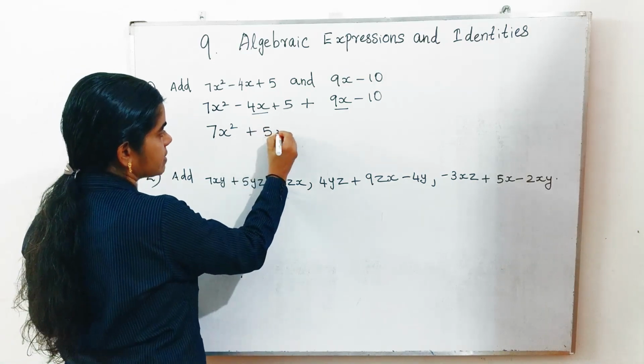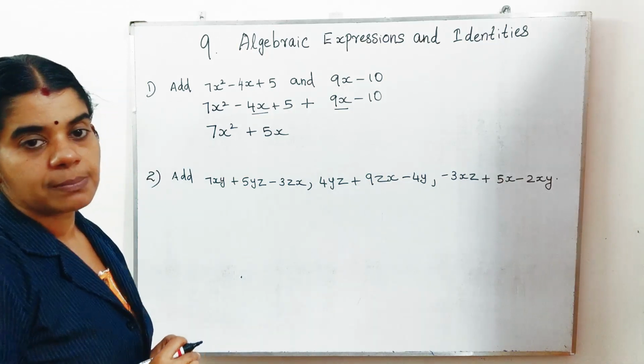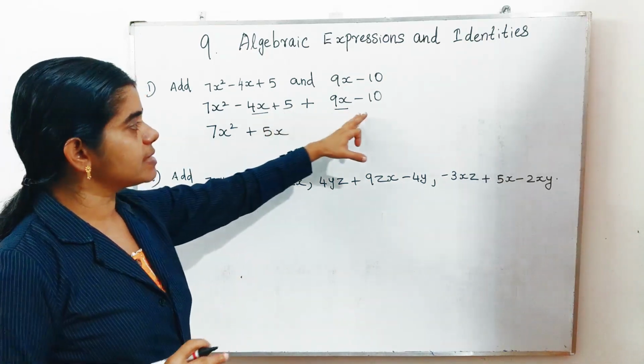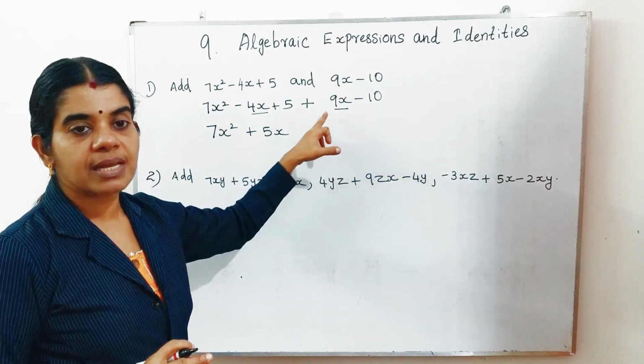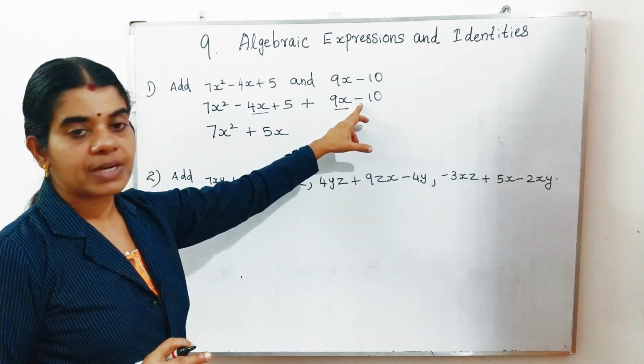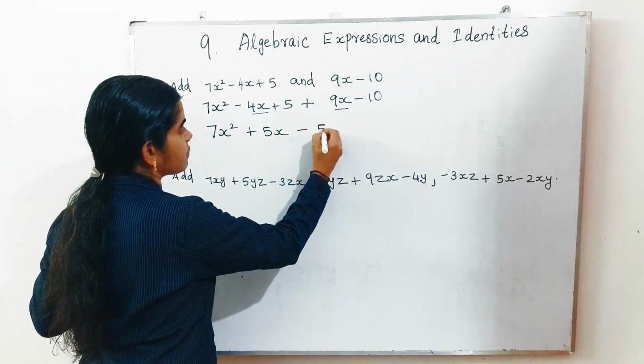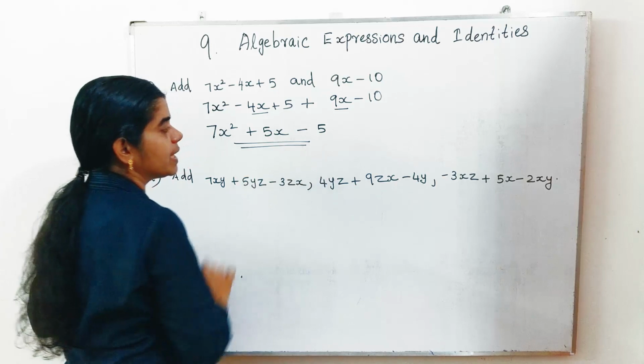Then plus 5 and minus 10. These are constant numbers. Plus 5 and minus 10 means subtract: 10 minus 5 you will get 5, and the sign of the bigger one is minus. So 7x square plus 5x minus 5 will be your answer.